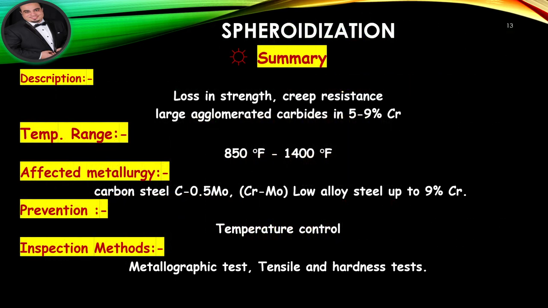Summary of spheroidization. Description. Loss in strength and/or creep resistance. Large agglomerated carbides in 5 to 9% chromium. Temperature range. 850 degrees Fahrenheit to 1400 degrees Fahrenheit. Affected metallurgy. All commonly used grades of carbon steel and low alloy steels, including carbon half molybdenum, chromium molybdenum, low alloy steel up to 9% chromium.